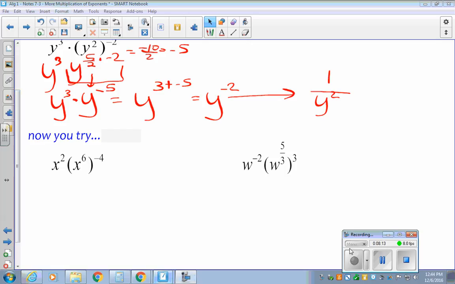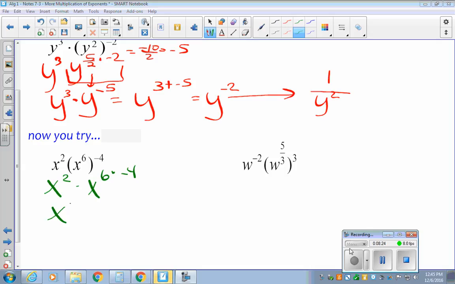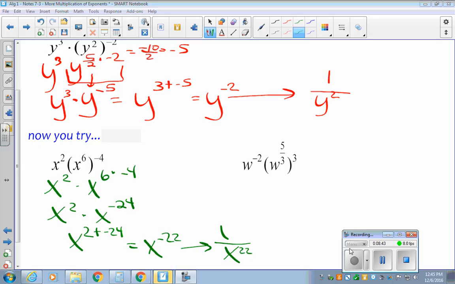All right, let's check your work on these problems. We want to make sure we do the multiplication first. So this is x squared times x to the 6 times -4. X squared times x to the -24. And then we add these two together, x to the 2 plus -24. That's x to the -22. We, of course, write that as a positive exponent. Move him down so he can be happy and positive.